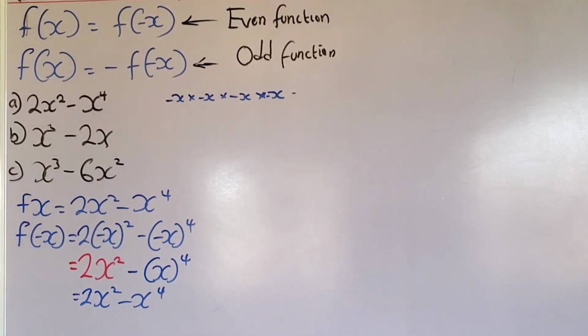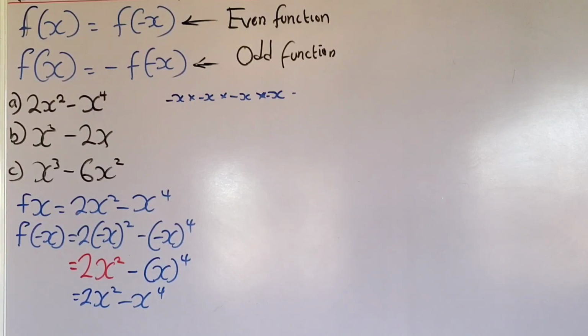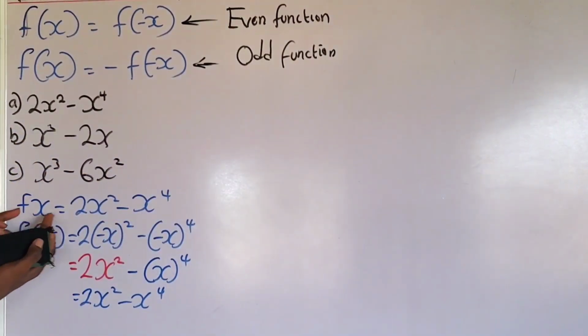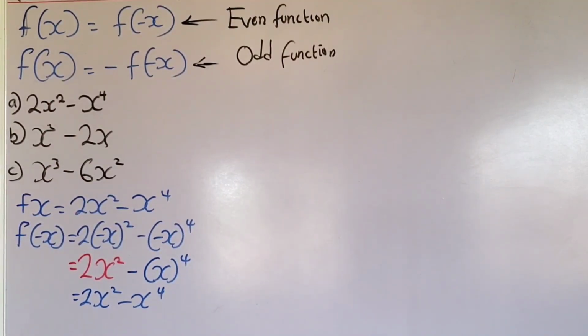Hence, because f of x, which is 2x squared minus x to the power of 4, is equivalent to f of negative x, that means this function is an even function. Do you understand? Because f of x, which is this function itself, is equivalent to f of negative x, which is 2x squared minus x to the power of 4, this implies that question A is an even function. Okay? So this is an even function.